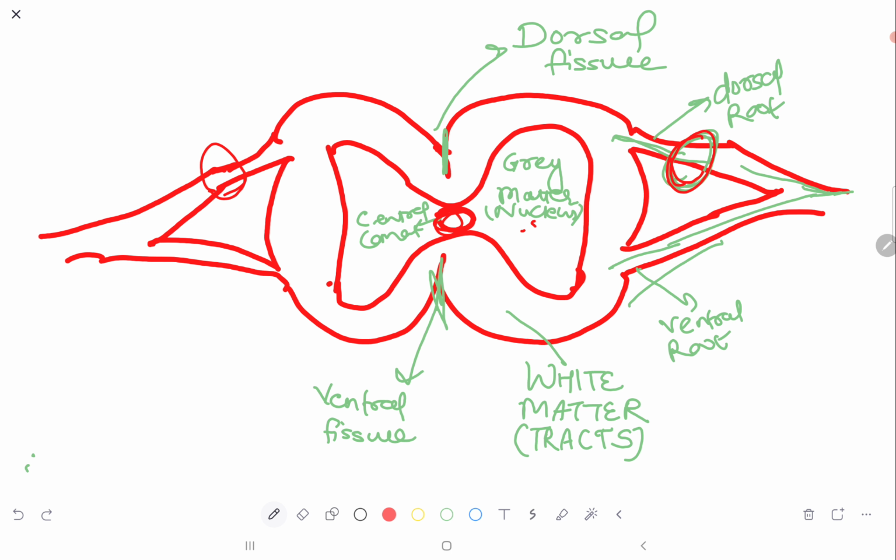Outside the gray matter we have white matter. I have labeled it. In the white matter we have tracts. Tracts are actually axons. Now, this is the dorsal root and this is the ventral root. Inside them we have sensory neurons and motor neurons, which when combined form the spinal nerve. So this is the outline of the spinal cord.